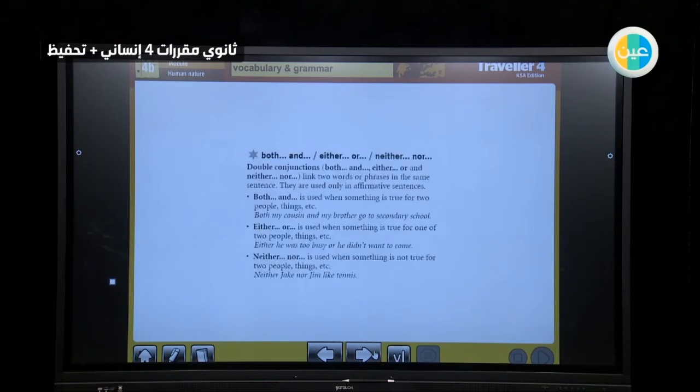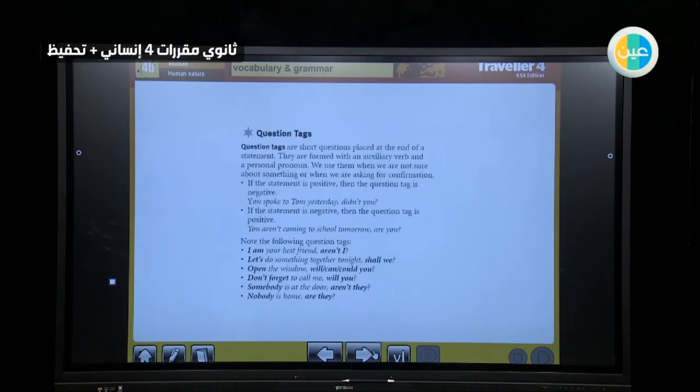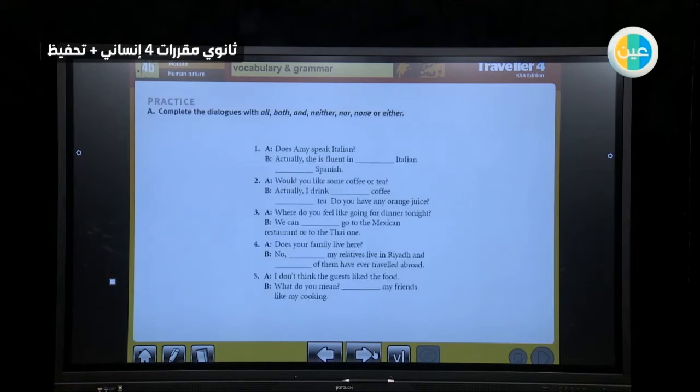You can go to the grammar reference on page 80 for more details. We will do the exercise related to this grammar. Complete the dialogues with all, both, neither, nor, none, or either. Does Amy speak Italian? Actually, she is fluent, speaking very well in Italian and Spanish. So we think it is just two. So here we say both Italian and Spanish.